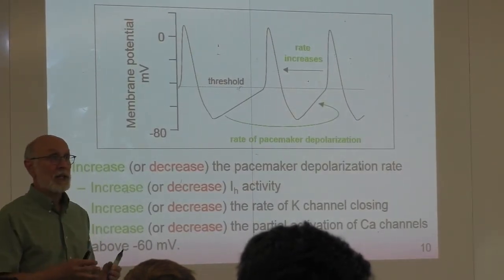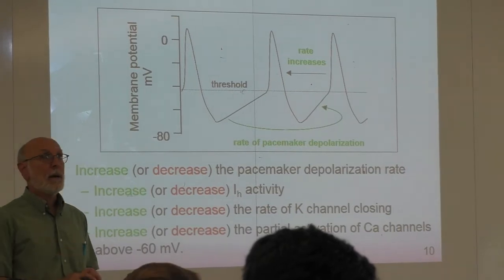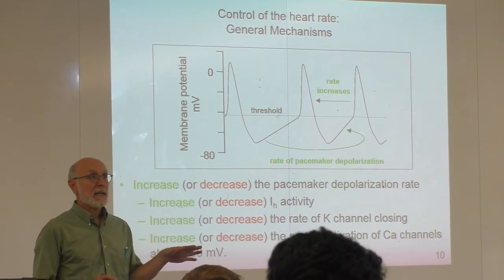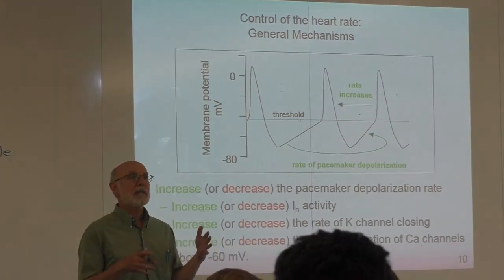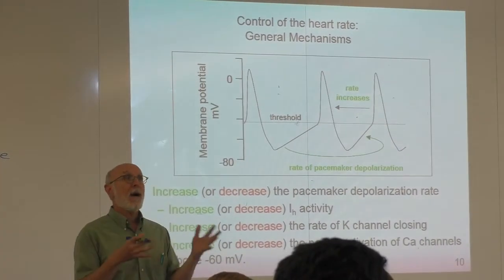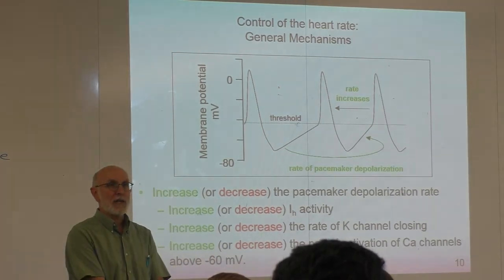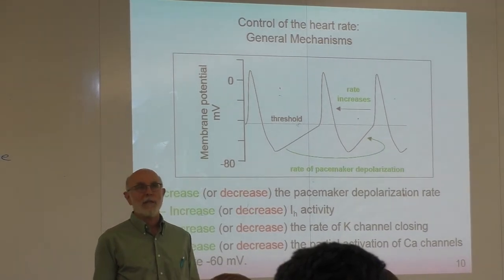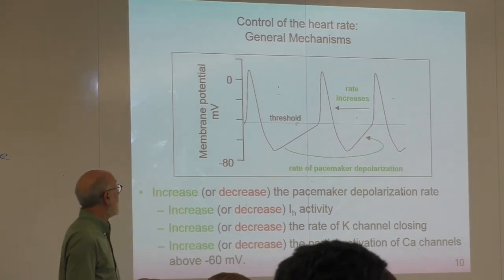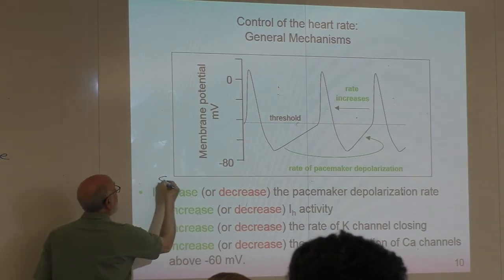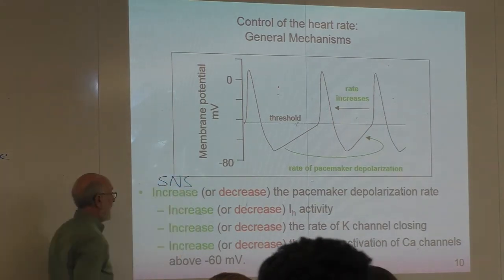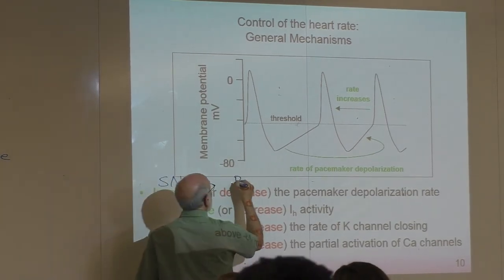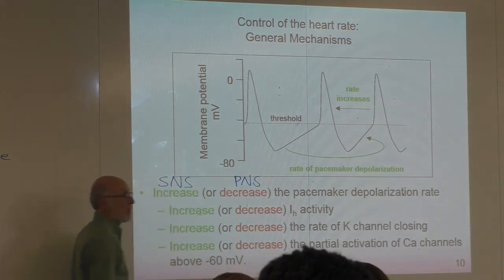So now I want to transition to how the heart rate is modulated or regulated by the nervous system. You know the mechanisms of the control of the heart rate. Now I want to show you how that control is modulated. Remember, the SA node controls the heart rate, but it is modulated by the nervous system. The sympathetic nervous system increases the heart rate, and the parasympathetic nervous system decreases the heart rate.